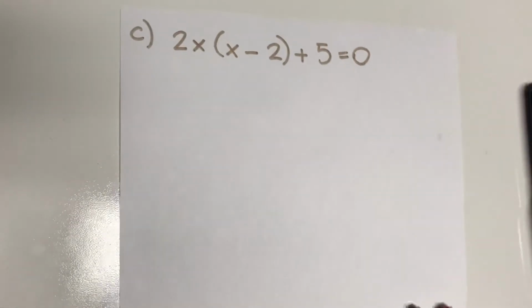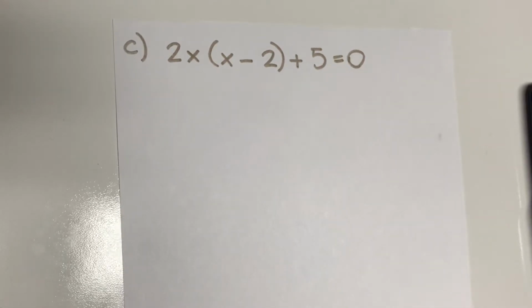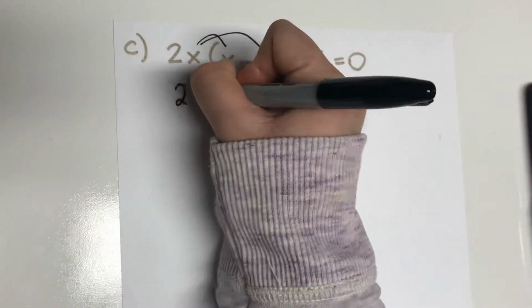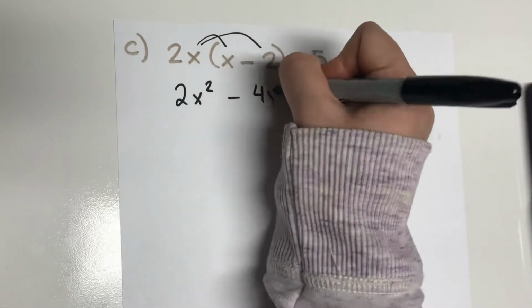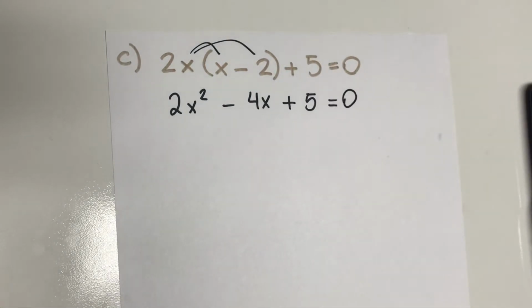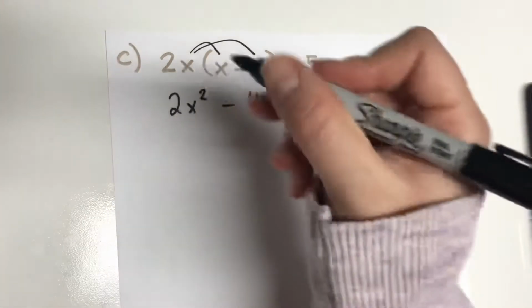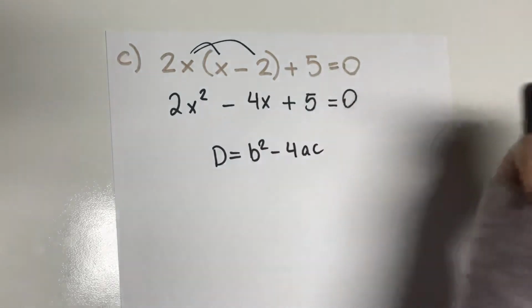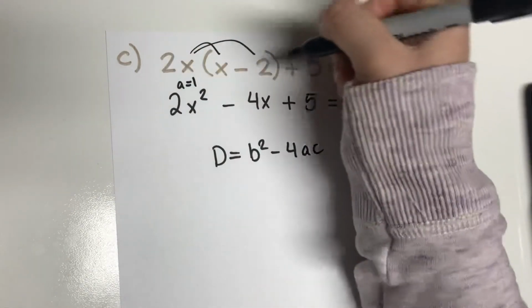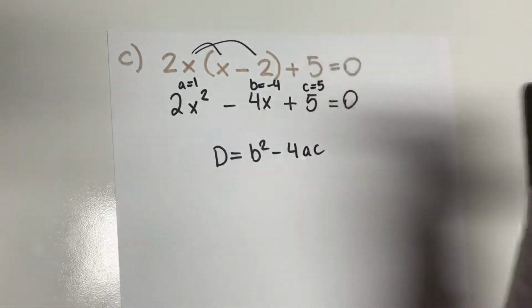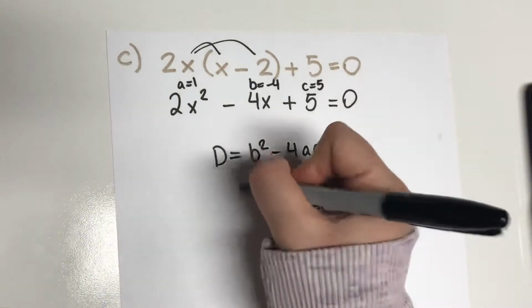Last example. Once again, I need to do a little bit of simplifying first. So I'm going to do the distributive property to get rid of the brackets. And that gives me 2x squared minus 4x plus 5 is equal to 0. So I'm going to write out discriminant is equal to b squared minus 4ac. So in this case, my a is 2, my b is -4, and my c is 5. So those are what I'm going to substitute here.